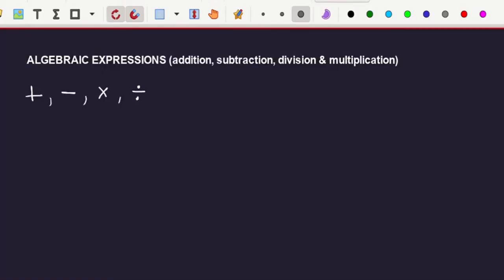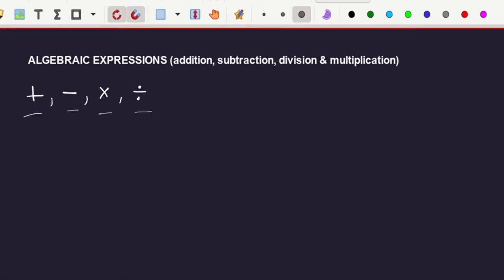We are going to be discussing algebraic terms. Algebraic terms are expressions that have addition, subtraction, multiplication, and division. So let's define what like terms are. Like terms are terms with the same variables or letters.